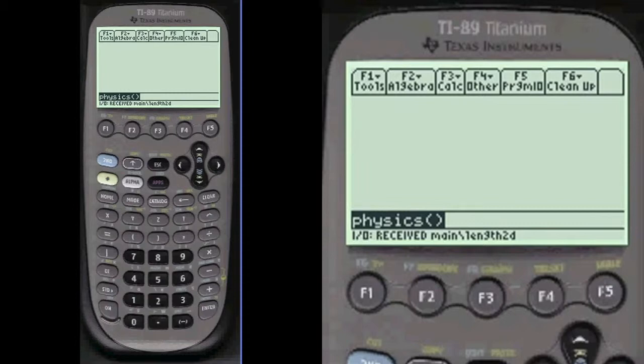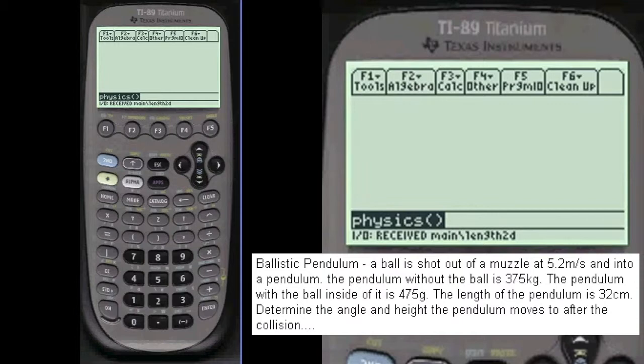I'm going to do a physics problem here, ballistic pendulum. A ball is shot out of a muzzle at 5.2 meters per second into a pendulum. The pendulum without the ball is 375 grams. The pendulum with the ball inside of it is 475 grams. The length of the pendulum is 32 centimeters. Determine the angle and height the pendulum moves to after the collision.